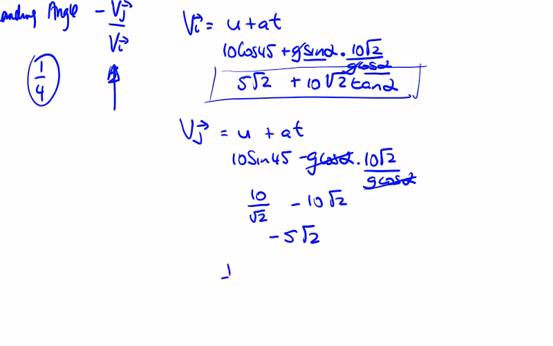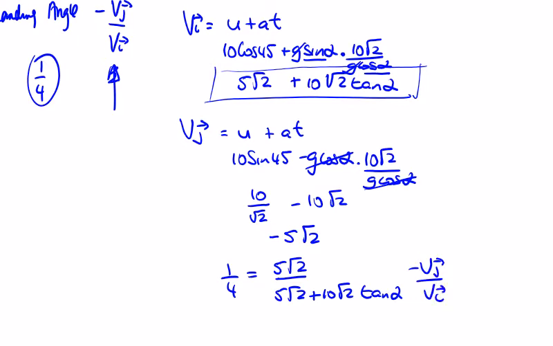So if we put these into this fraction, I'll just write here 1 over 4 is equal to 5 root 2 over 5 root 2 plus 10 root 2 tan alpha, which is minus my velocity of j over my velocity of i at the landing point, which was theta, and we were told that the tan of theta was 1 over 4. So 20 root 2 is equal to 5 root 2 plus 10 root 2 tan alpha.